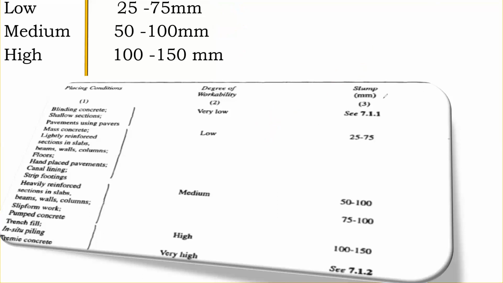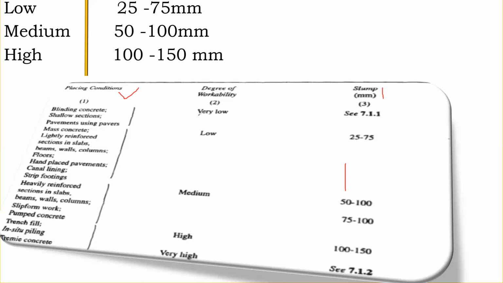According to the code book, these are the slump values they have given. You can see it here: slump in mm, the degree of workability, and for what placing conditions you are going to use it, whether you have mass concreting, a lightly reinforced slab, or you're using it for beams, walls, columns, canal lining, strip footing, heavily reinforced sections, slip form pavement, pumped concrete, tremie concreting and all. Based on that, we decide how much slump I need to keep.